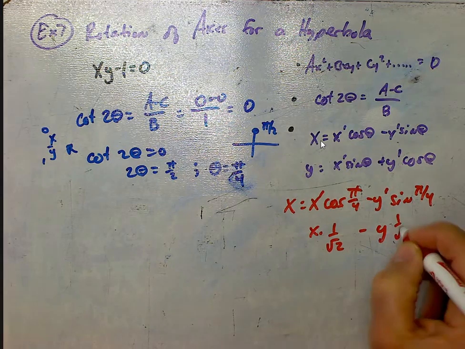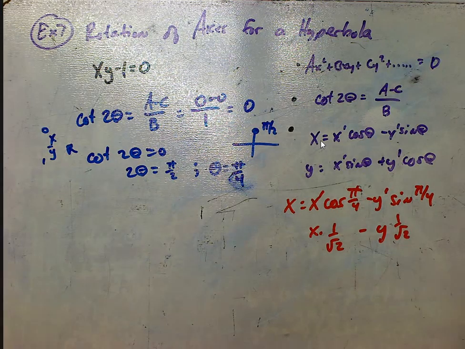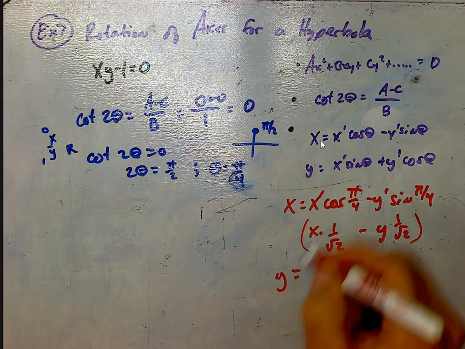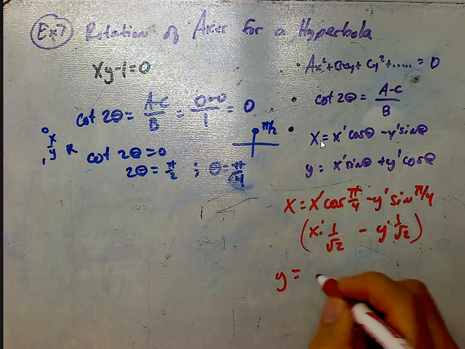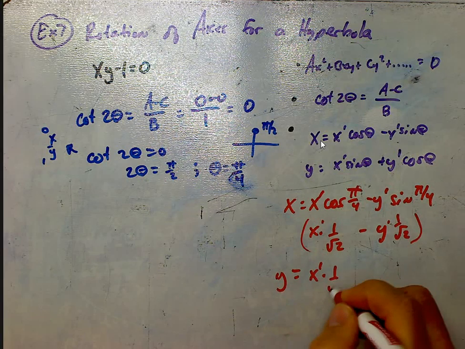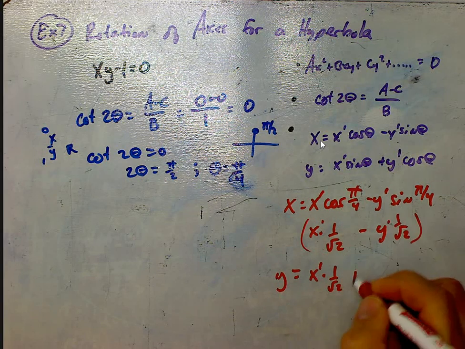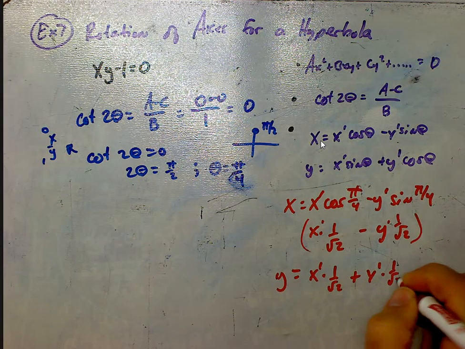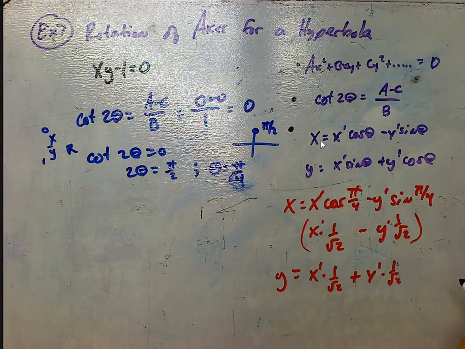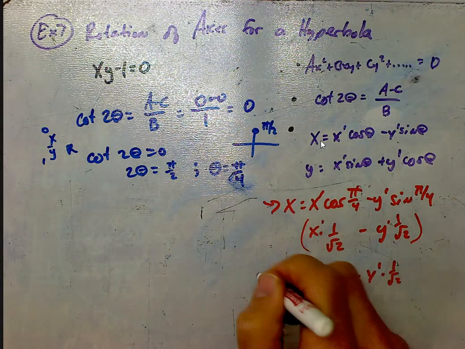And then for y, it's going to be x prime sine theta, so x prime times 1 over square root 2, plus y prime cosine theta, so times 1 over square root 2. And now I'm going to take these and substitute into this equation right here.